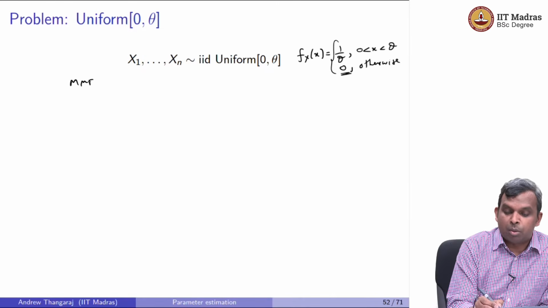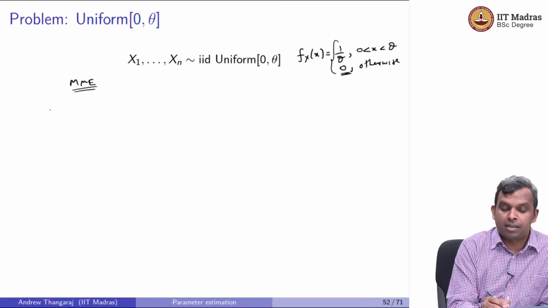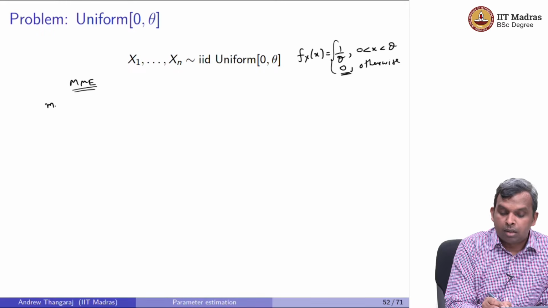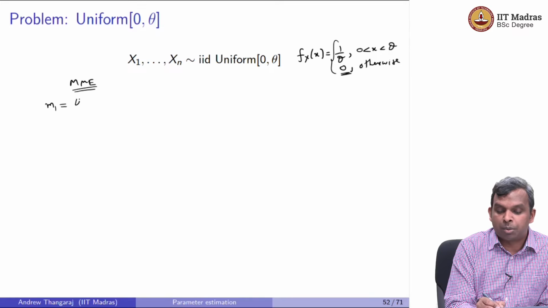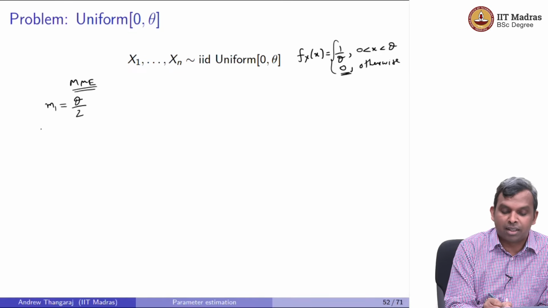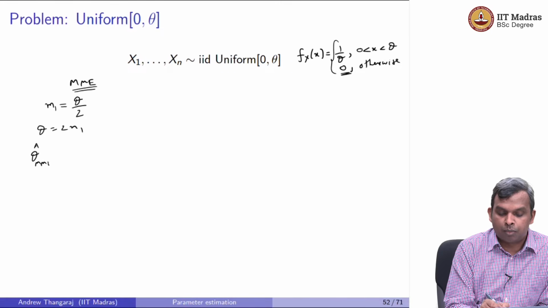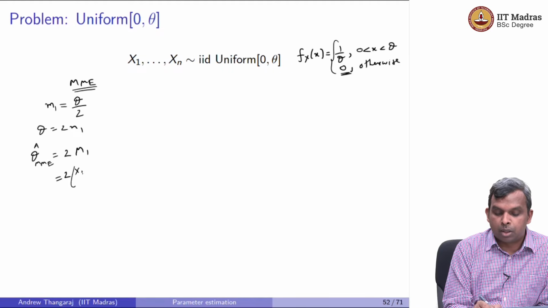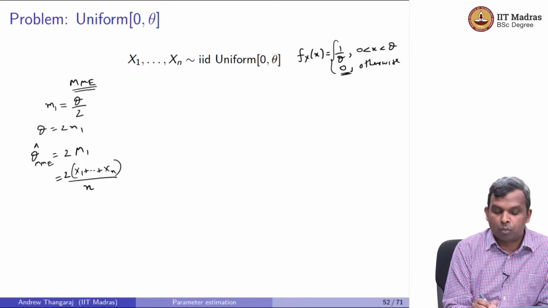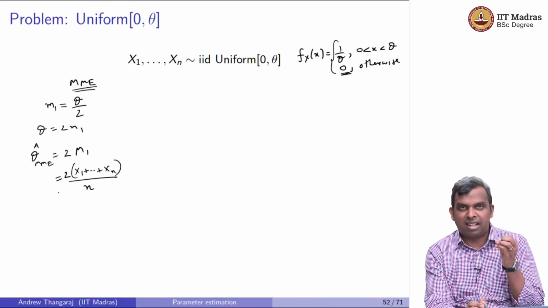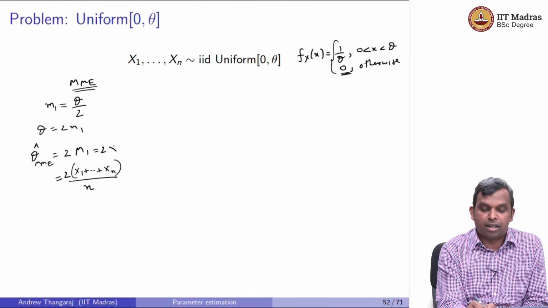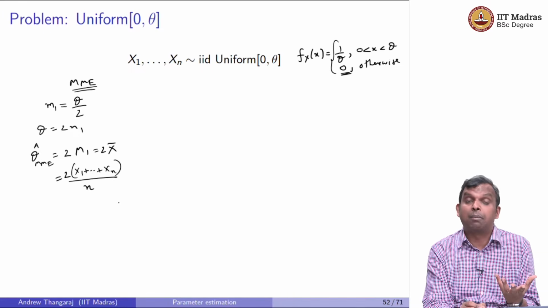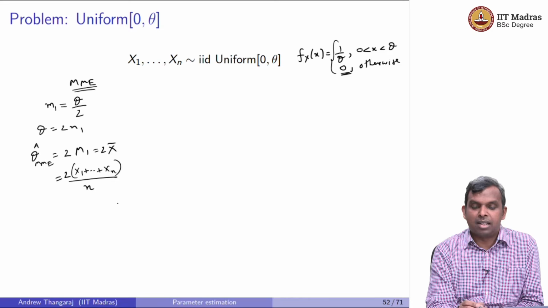So let's start with the method of moments estimator. This is usually the easiest. Okay, M1 you can equate to the expected value of x. Expected value of x is theta by 2. From here you get theta equals 2 M1. So theta hat MME is just 2 times M1, which is 2 times (x1 plus ... plus xn) divided by n. Okay, so the method of moments estimator is trivial. It's 2 times x bar, 2 times the sample mean. Very, very easy estimator with method of moments.